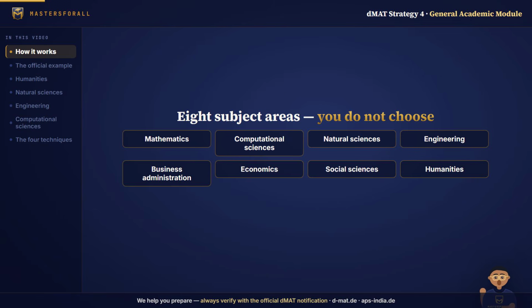The humanities text is not testing whether you studied humanities. It is testing whether you can read carefully under a clock. That is a skill, and a skill can be trained in an hour.